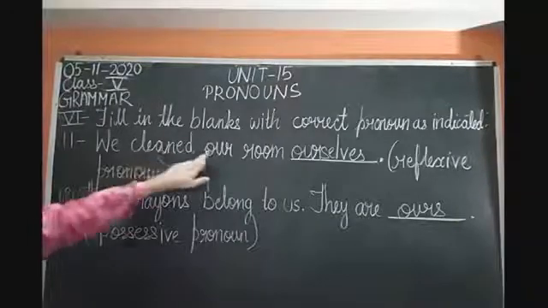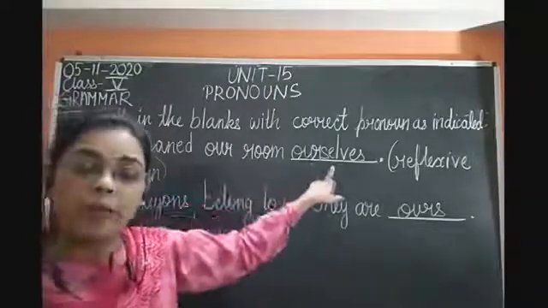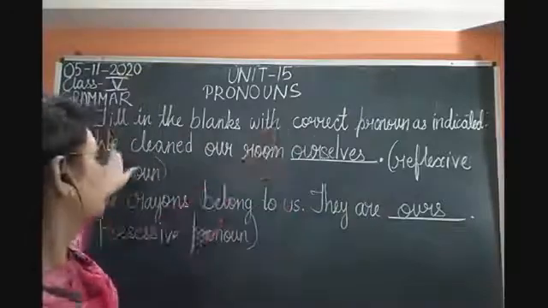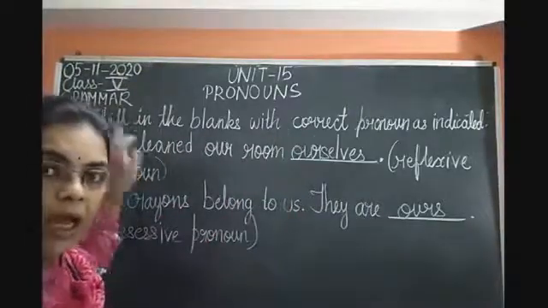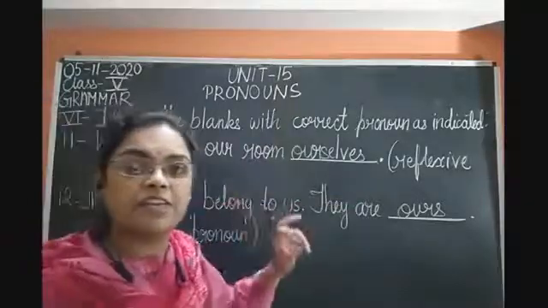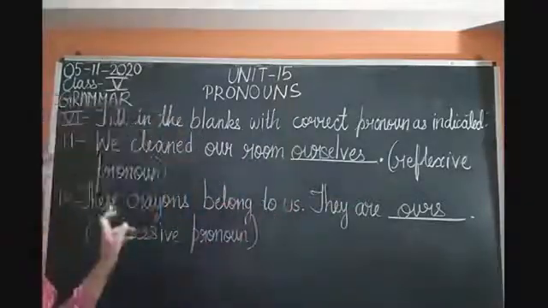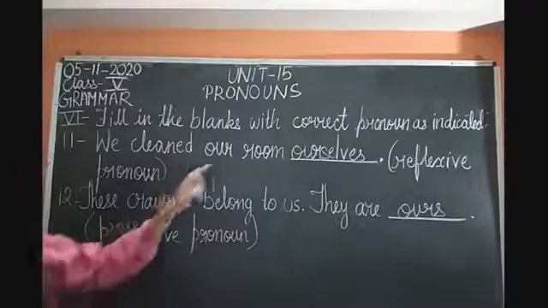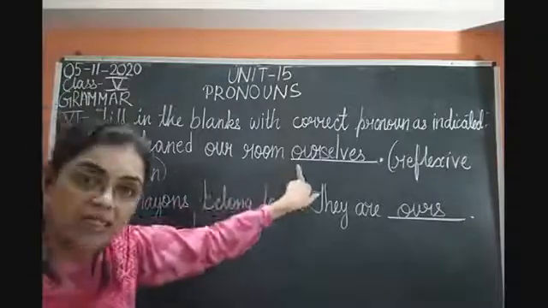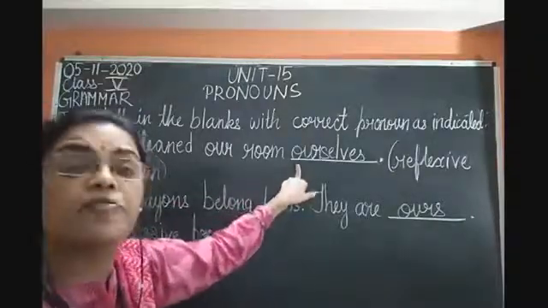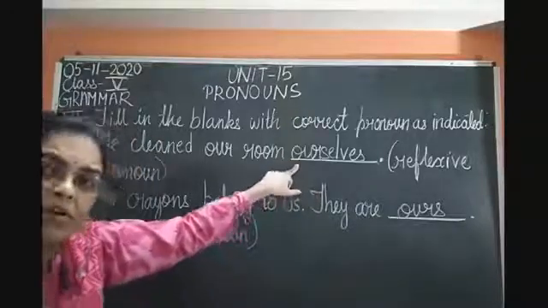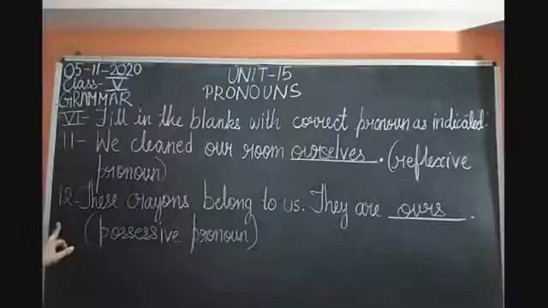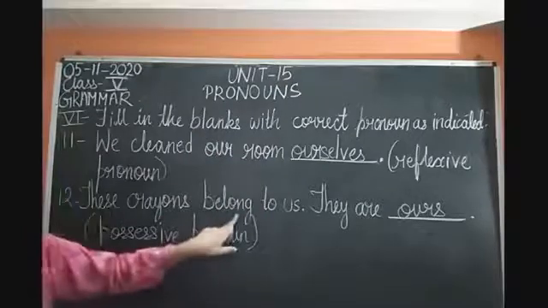We cleaned our room ourselves. Why did we take ourselves? Because what is we? We is a subject pronoun and we need to fill in the blank with a reflexive pronoun, right? So the reflexive pronoun of the subject pronoun we is what? Ourselves. And when do we use reflexive pronoun? When the doer of the action also becomes the receiver of the action. Then the 12th one. These crayons belong to us.